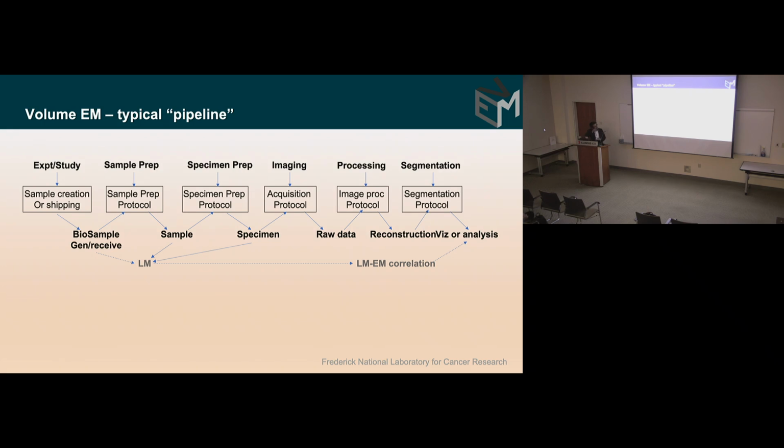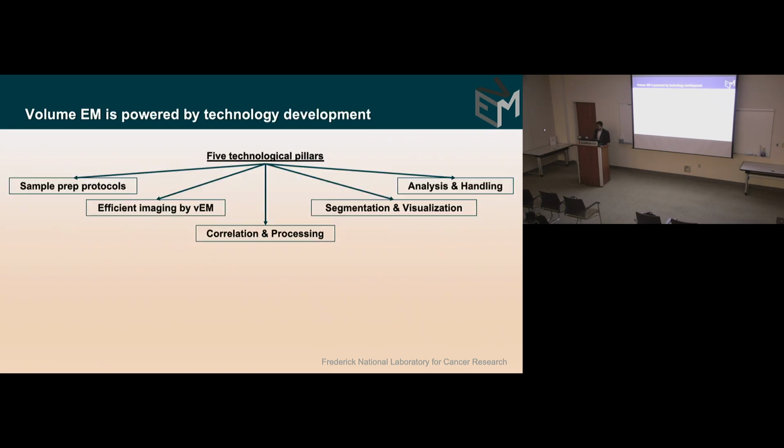In any of these cases, you can have light microscopy at any of these steps for correlative imaging. But the point is that volume EM pipelines are really complex and they vary by project. So what your question is will really determine how you go through this pipeline. And all of this is really powered by technology development. Those of you who have seen my talks before, this is the 5-pillar slide. These are the 5 technological pillars that our lab really focuses on in order to make a lot of these biological applications doable.